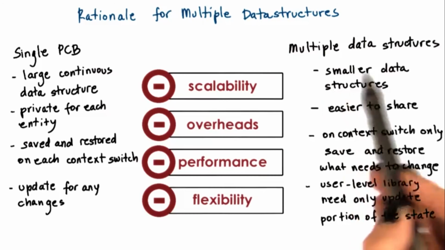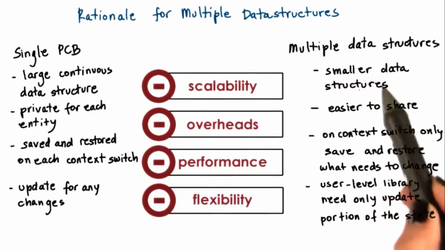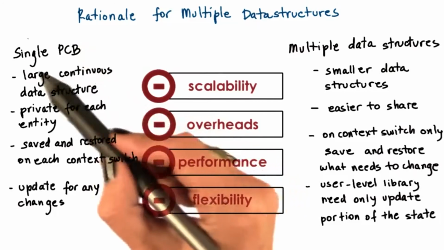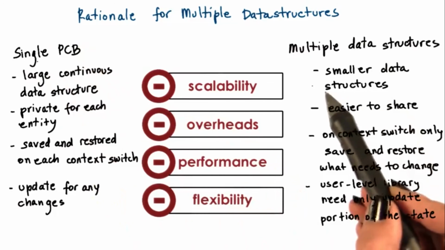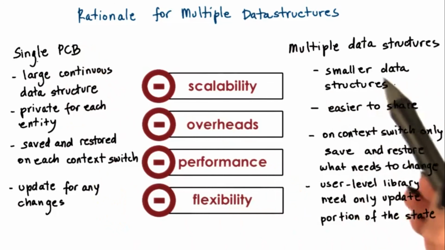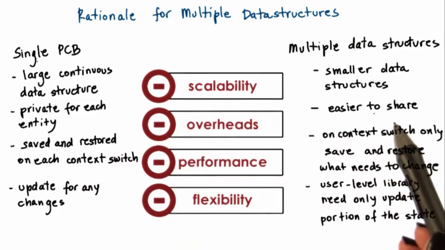In contrast, when we have multiple data structures, we actually end up with multiple small data structures. The information that was contained in the original process control block is now maintained via pointers by pointing to much smaller data elements. Then it becomes easy to share portions of that information.